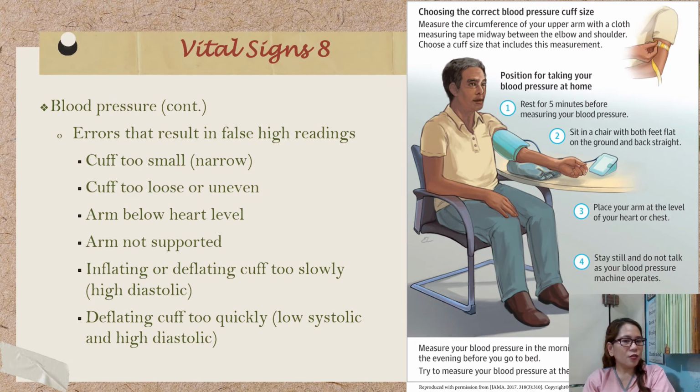Okay. So, there are errors that might result in false high readings. Okay, especially when your cuff is too small or narrow, or the cuff is too loose or uneven, di maayos yung pagkalagay, or the arm is below heart level, or the arm is not supported. Okay, inflating or deflating the cuff too slowly, okay, it may lead to high diastolic, no? Sobrang slow yung pag-inflate and pag-deflate mo. Deflating the cuff too quickly, sobrang bilis naman. So it might give you a result of low systolic and high diastolic.